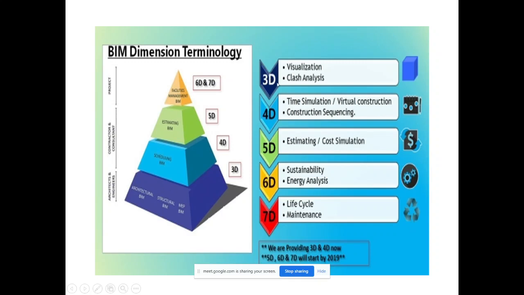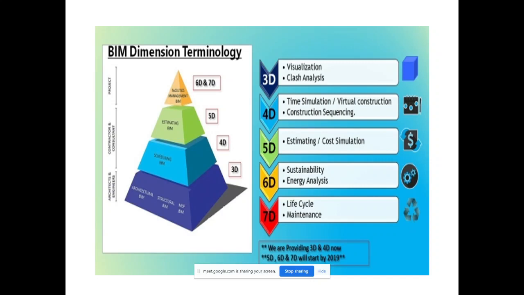What are the dimensions? First of all, 2D is two dimensional. The 2D dimension is used to create 2D plans and so on. 3D is where you create the visualization and rendering, the architecture works, diagrams, and structural works. You do that type of work in 3D, and clash analysis also.